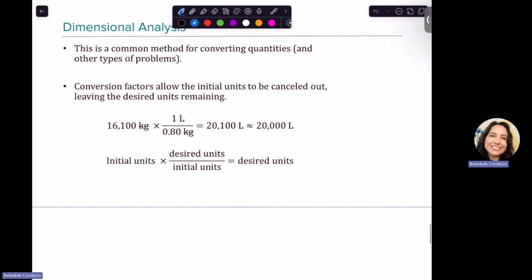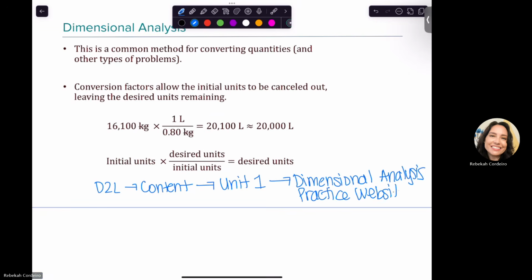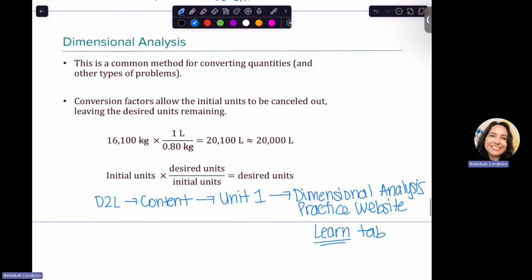What I want you to do after this video is go to D2L. You're going to go to the Content tab. And you're going to click on Unit 1. And you're going to click on Dimensional Analysis practice website. Go to the Learn tab and just let it take you through the Learn tab. Then once you do the Learn tab, you can do more practice. I want you to get comfortable with this. We're going to do some practice in class and the next time I see you.